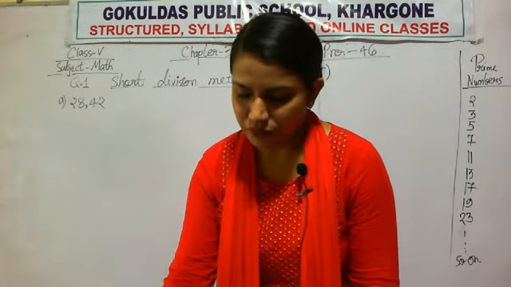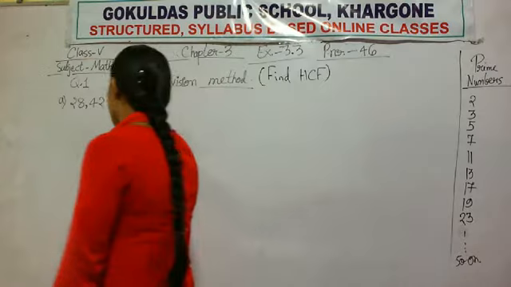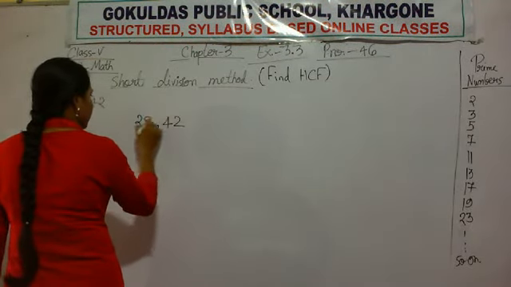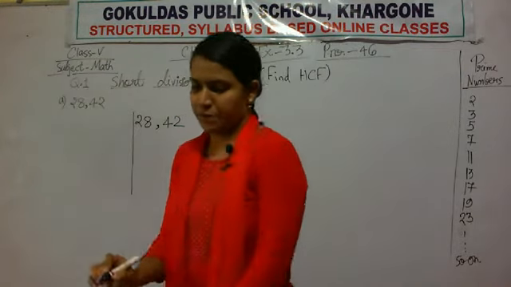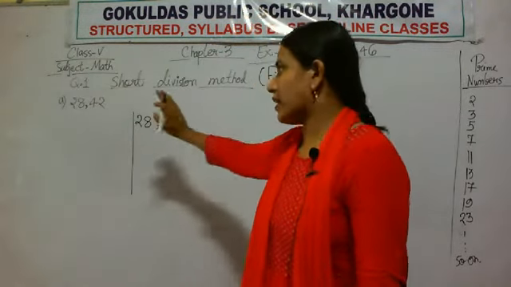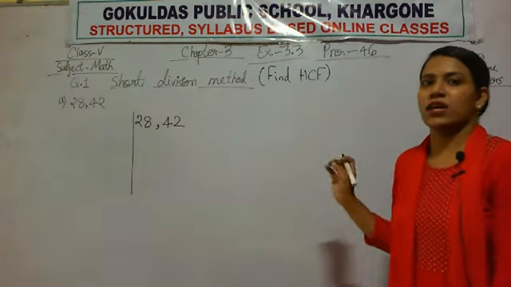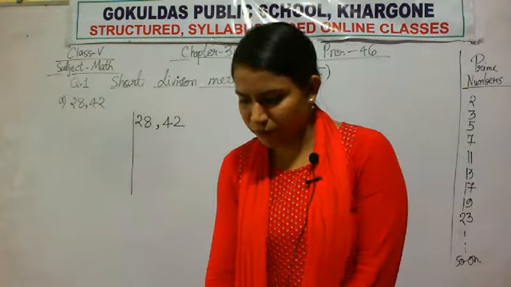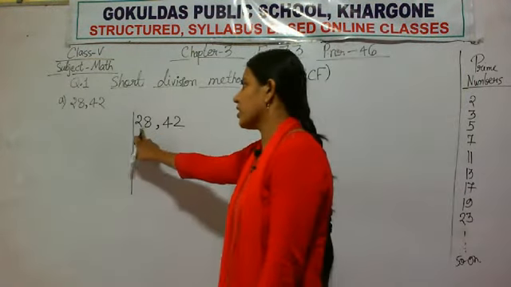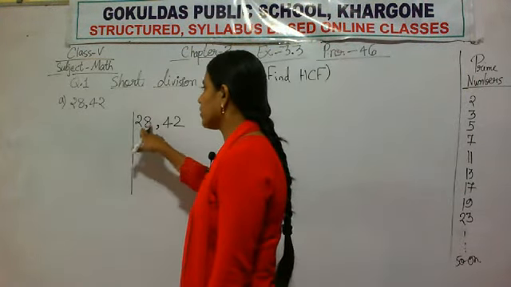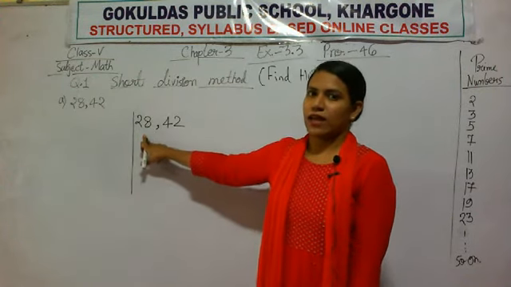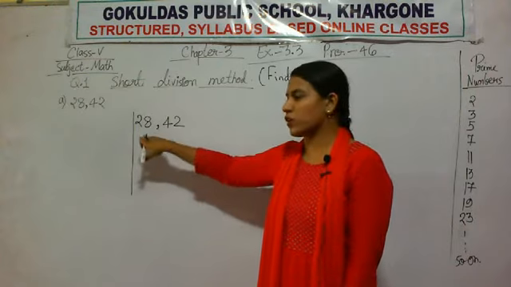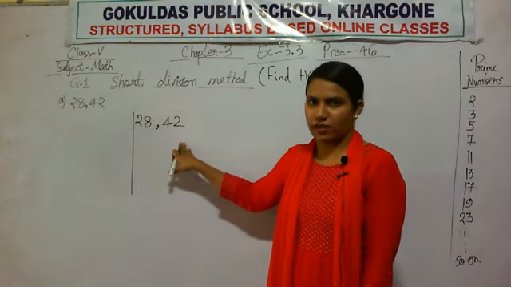So first of all we will write both the numbers, 28, 42, in this form. And we will start dividing both the numbers by the smallest common prime factor. Here you observe that 28 is an even number and 42 is also an even number, so both the numbers are even, right?